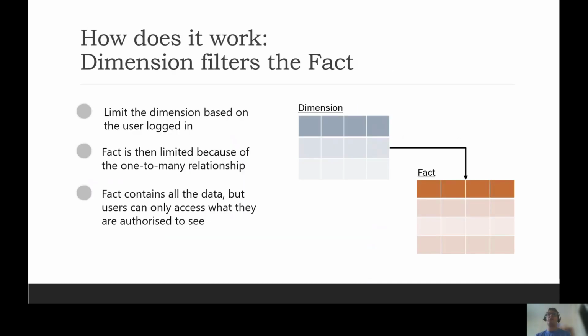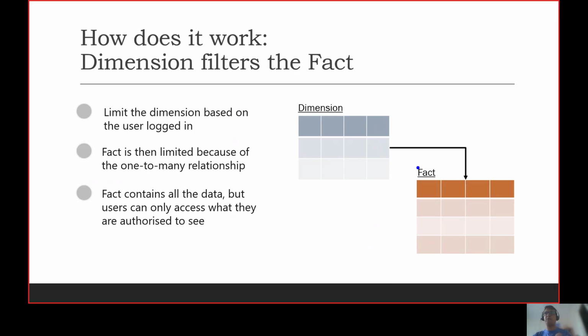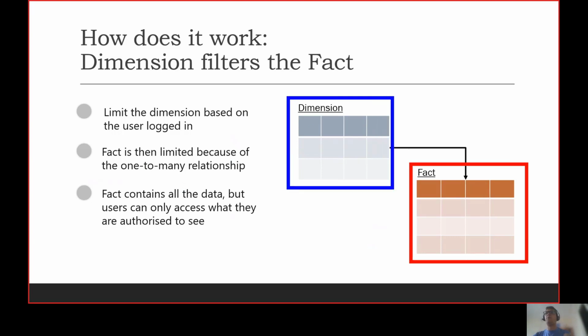So how does row level security work? Well, if you remember any of our previous sessions, you have these things called fact and dimensions in your standard star schema. So your fact table here on the right hand side contains all of the observations and events, and the dimension is the way in which you want to split your data.